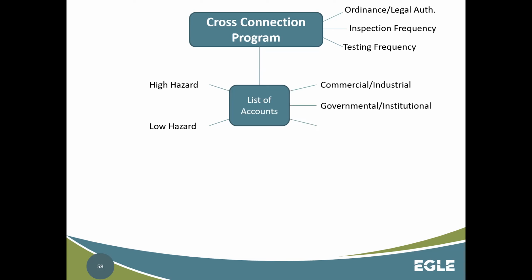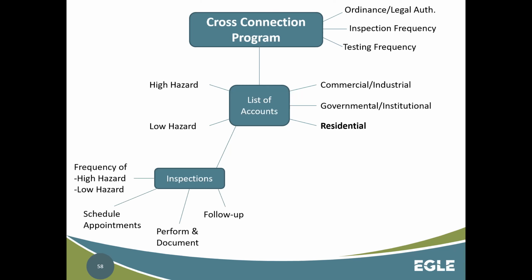You have your different list of accounts: commercial, industrial, governmental institution. And then the biggest one, unfortunately, is residential. That is the one that most cities are lacking on, the residential list of accounts, because there's only so much you can do, right? And only so much you can see. Residential is huge, and it's becoming more and more of a threat to the water system than ever before.